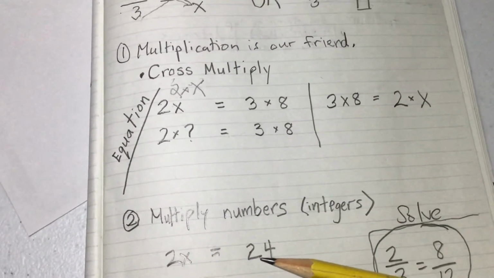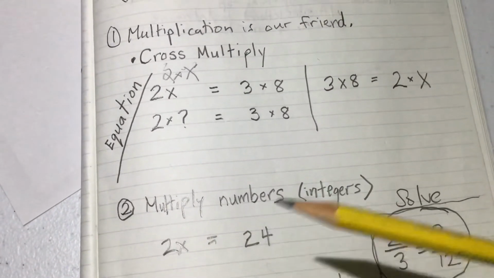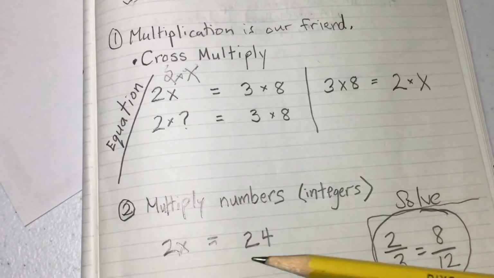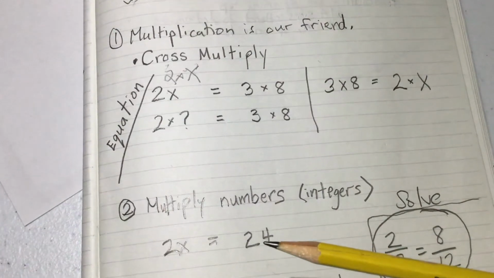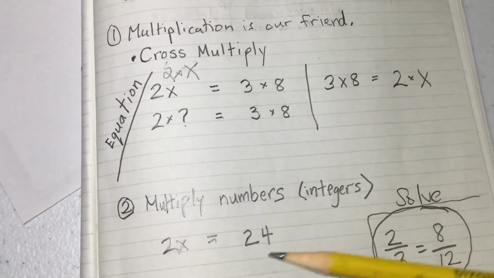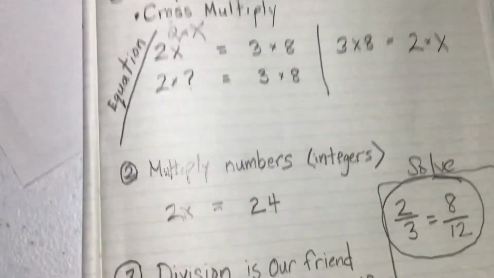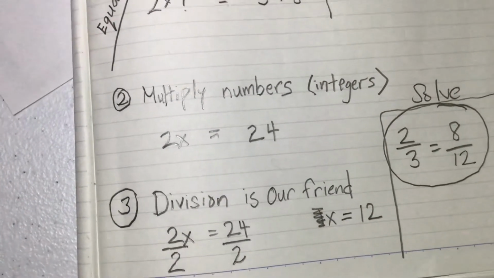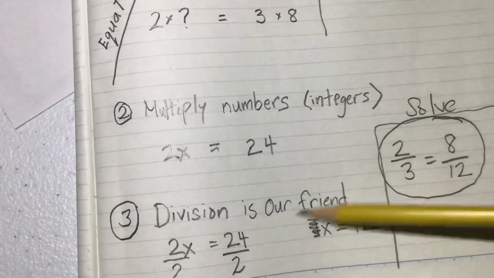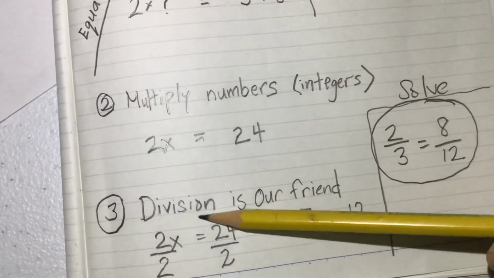Now some of you may be able to just zip right through and solve the rest of this in your head. I'm going to show you the way to do it so that when you get a really, really super hard one, you will know the steps to go through. So that's step 2, to multiply the numbers. Step 3, division is our friend. So when we talk about division, we do it like this.